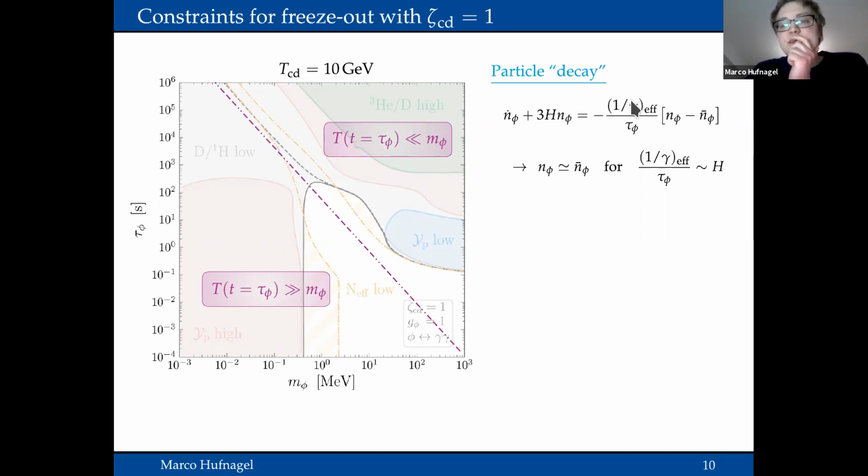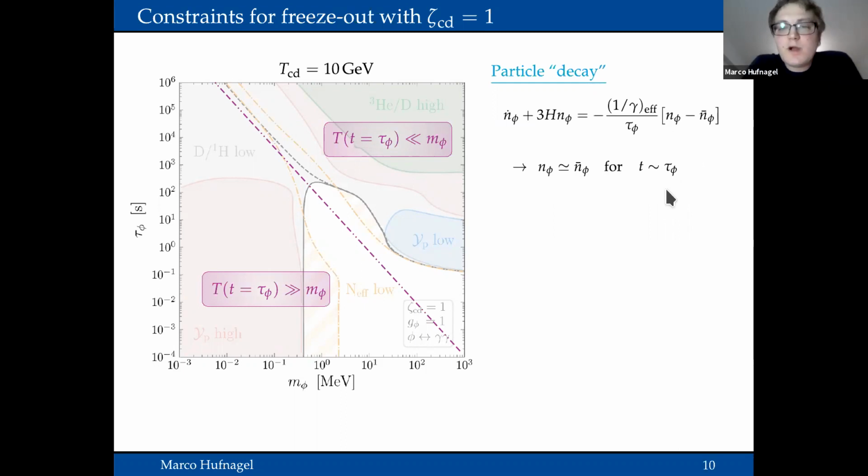So what this equation then tells you essentially is that once this term on the right-hand side becomes large compared to the term with the Hubble rate, then essentially the solution to this equation is just n equal to n bar. And bar here, remember, means thermal with the same temperature as the standard model. So this means once this condition here is met, the particle effectively gets thermalized with the standard model heat bath. And if you do the math, then you find that this relation here is approximately satisfied at around the lifetime of the particle.